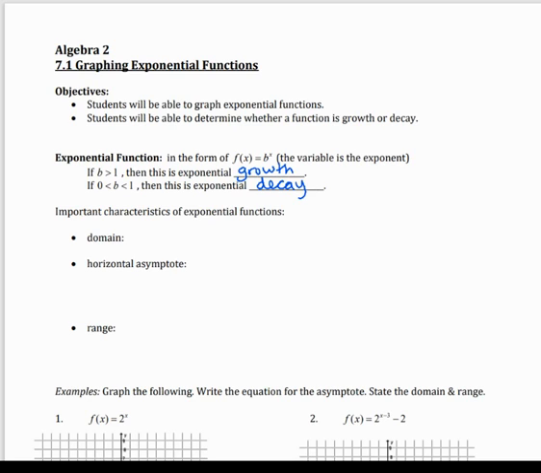So some important characteristics of exponential functions. The domain here will be all real numbers, okay? And that's because if our exponent is x, we can put anything we want in there, right? We can put a positive, we can put a negative, we can put a 0. So your domain will always be from negative infinity to positive infinity.